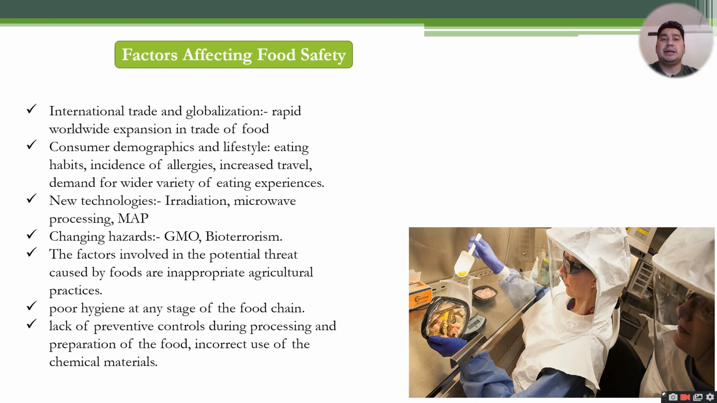And as we know, day to day the population is increasing, and the way the population is increasing, food is getting shorter and shorter. That's why the people involved in the food business are adulterating the food. They are changing the food. They are adding chemicals. And these are the things affecting food safety.